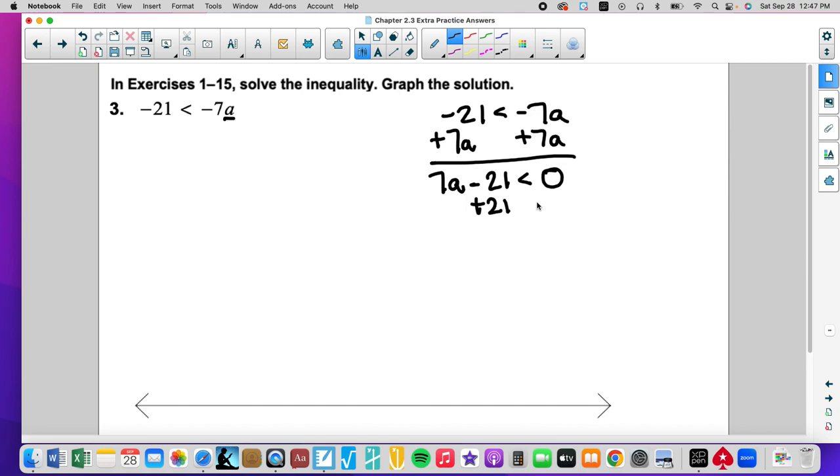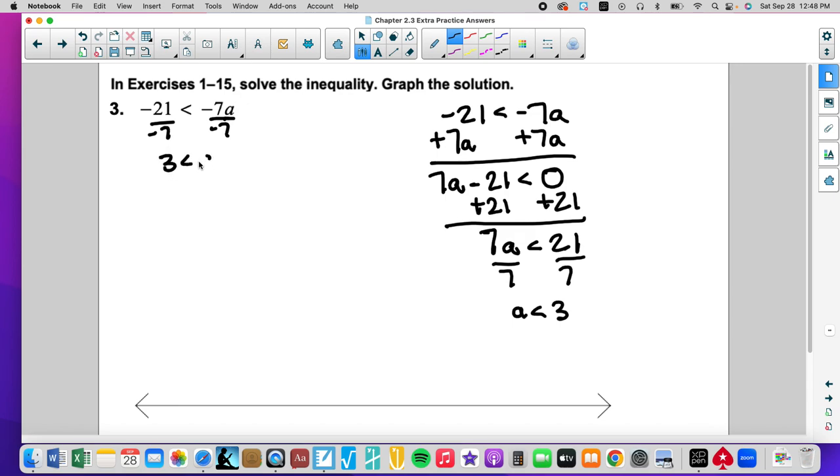And then if I move the 21 across, we get this statement. Notice this -21 moved across and became +21. This -7a moved across to make positive. And if I isolate it, I get a is less than 3. Now, if I just divided by -7, I would get a is greater than. No, a is not greater than. So we need to understand that when we divide by a negative on both sides of an inequality, it is like moving it across the inequality.